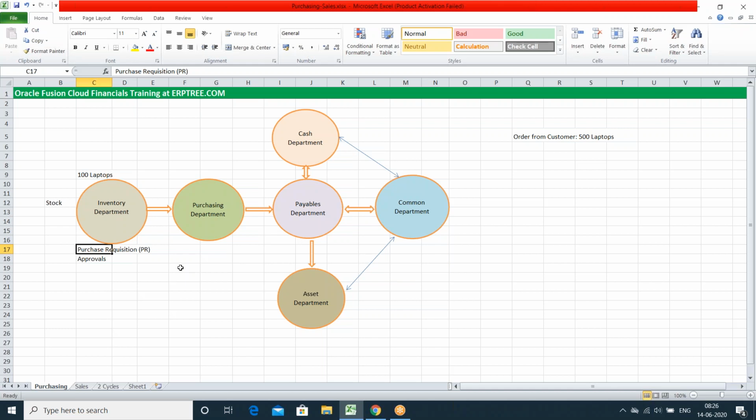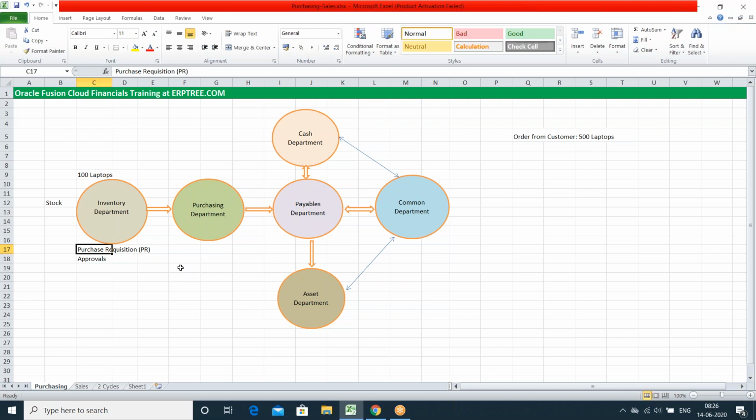Another case could be there may not be an order from the customer, there could be a requirement internally. Within the organization, they need a few laptops or any other items, other stock they require. In that case also they have to raise the requisition. It could be external demand or internal demand.